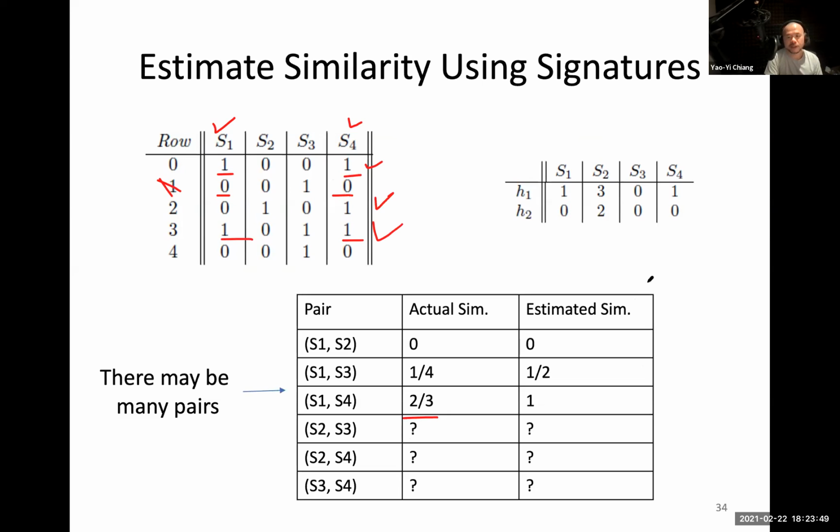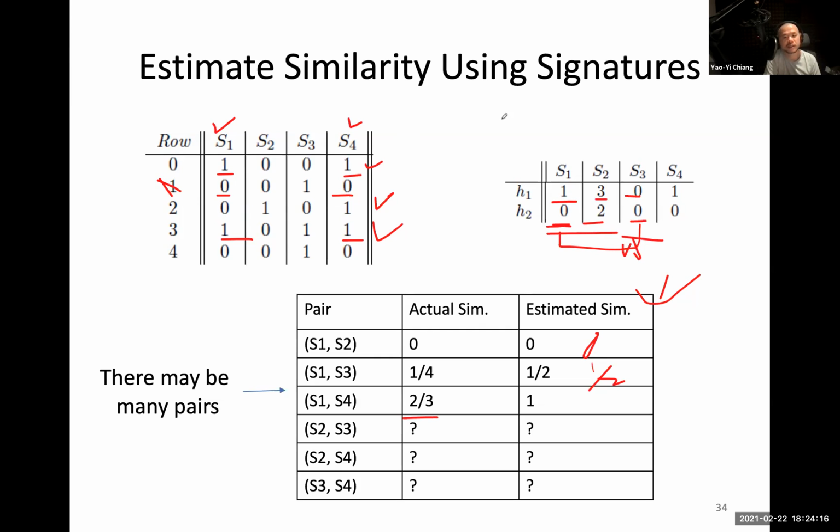How about the estimated similarity? If you compare S1 and S2, well, 1 and 3, not the same. 0 and 2, not the same. 0. How about S1 and S3? 1 and 0, not the same. 0 and 0, they are the same, so it's 1/2. All right, so now we are counting zeros.